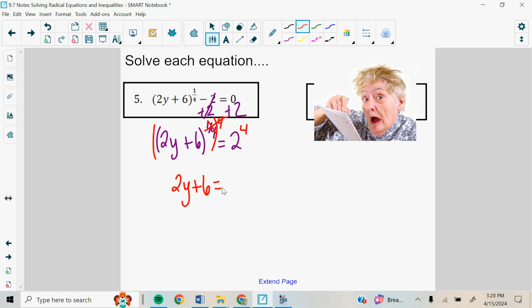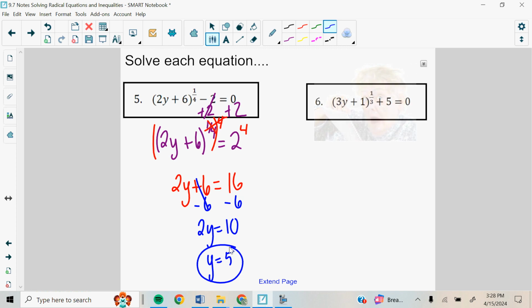If we go ahead and do that or look at our list, we get 16. Now it's just a nice basic 2-step equation. We're going to subtract 6 from both sides. So 2y equals 10. That gives us y equals 5. If you plug that back in on your calculator, you'll find that that one is going to work out for you. All right, I want you to go ahead and pause the video here and give problem 6 a try.